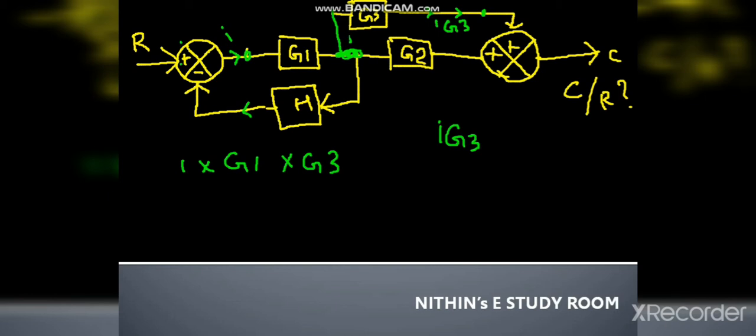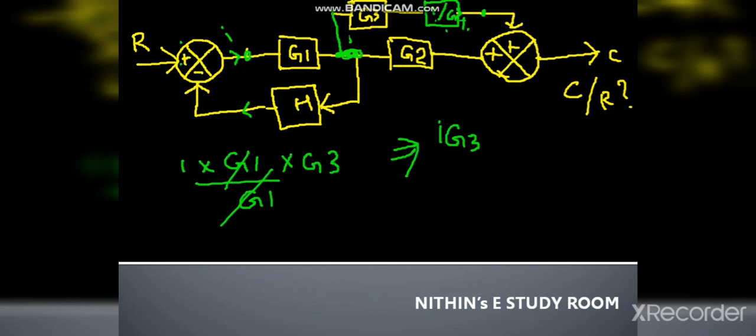How can you eliminate the effect of G1? You have to add another block here, and its value is, okay, please tell me, its value is 1 by G1. So now it is I into G1 into G3. If you are adding 1 by G1, what happens? Again the output is I into G3. So that is the case.